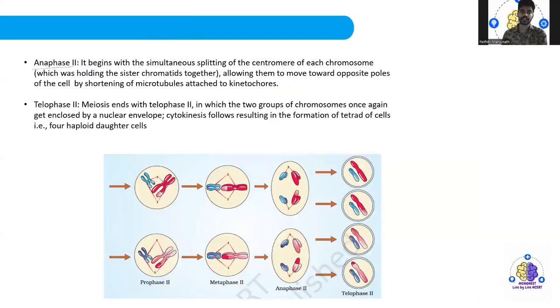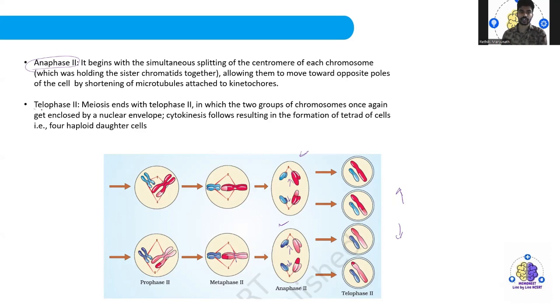Then we have anaphase 2. In anaphase 2, what happens? This is anaphase 2. We are observing anaphase 2 here. It begins with the splitting of the centromere of each chromosome, which was holding the sister chromatids together, allowing them to move towards the opposite pole. So they will start moving towards the opposite pole of the cell by shortening of the microtubules attached to the kinetochore.